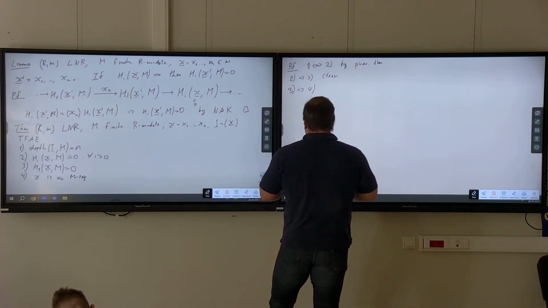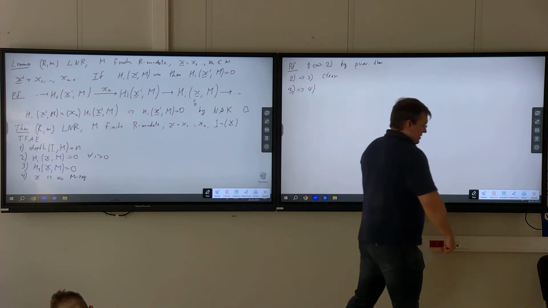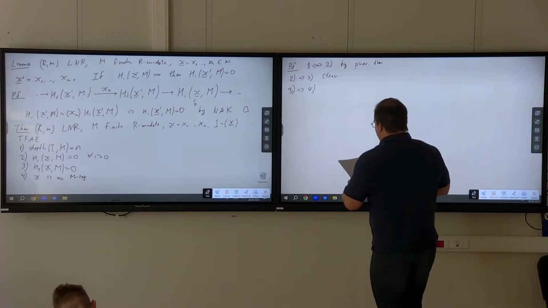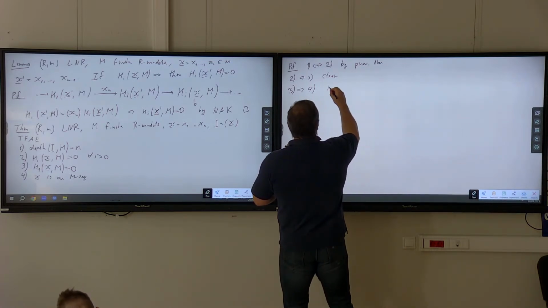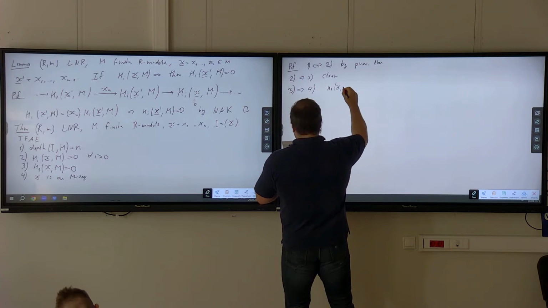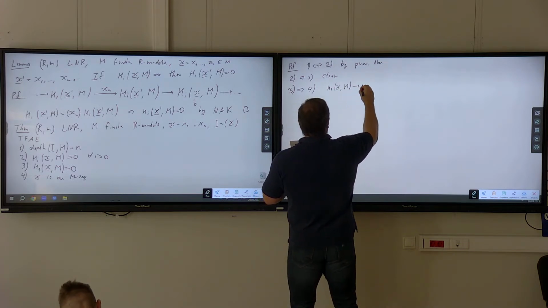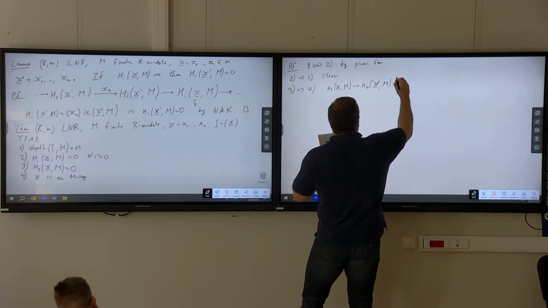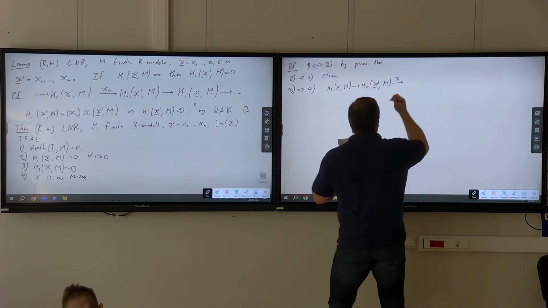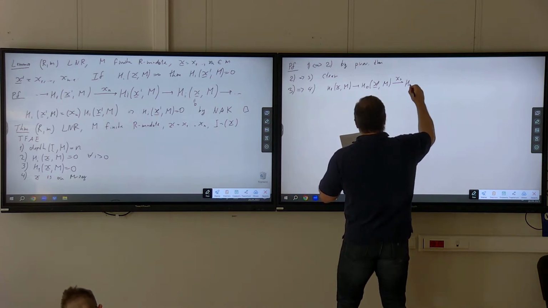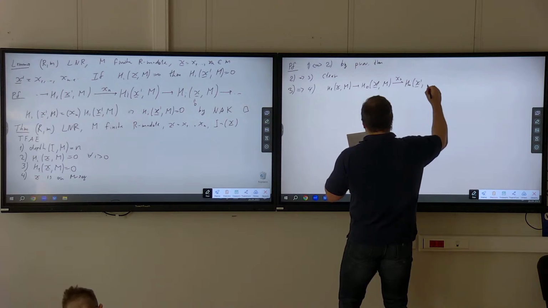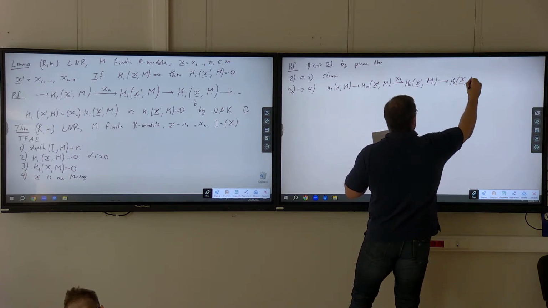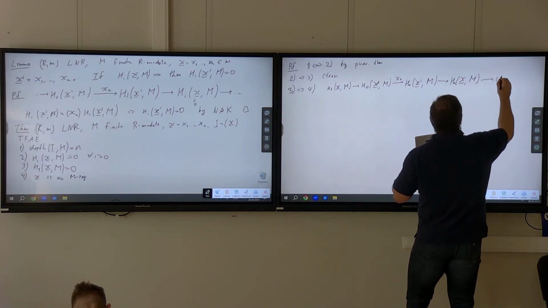Okay, now again I need the same long exact sequence of the Koszul homology. Now let me write the first 4 terms. So this will be h1 x m, then there will be h0 x prime m, multiplication by the xn, h0 x prime m, h0 x m, 0.